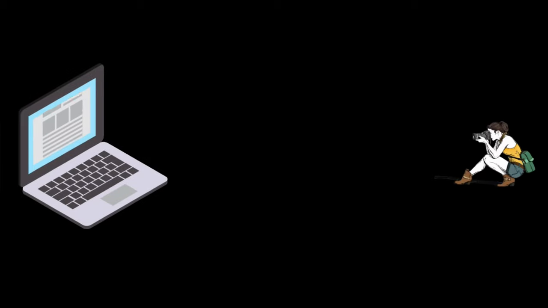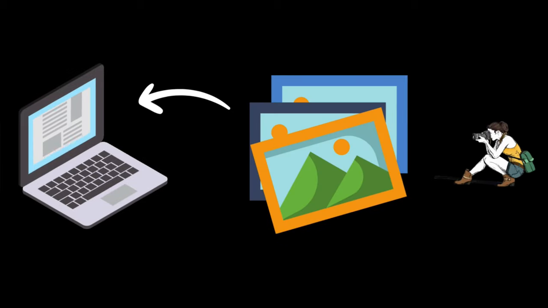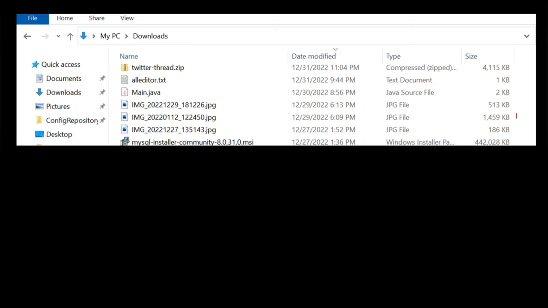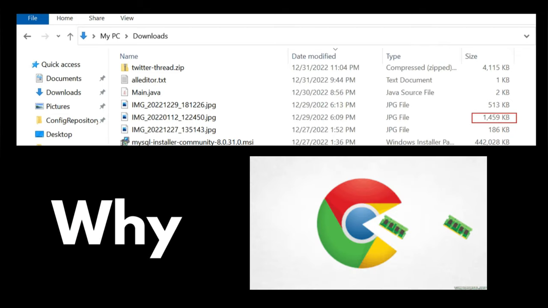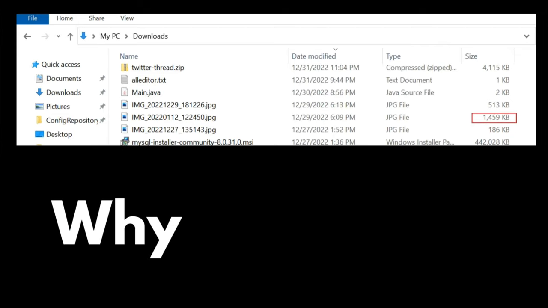Have you ever wondered how a computer understands and stores images? If you save any image in a computer, on the right side it shows the storage required to store that image. But why does it even require some space to store an image?